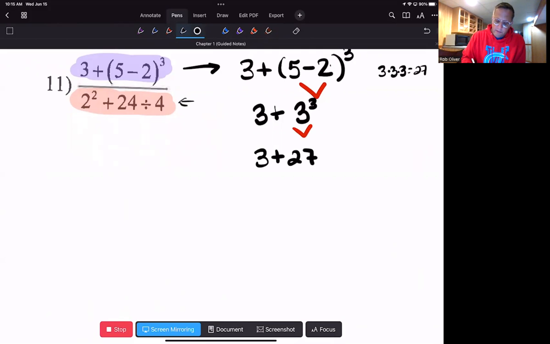Now notice I have not touched the denominator yet. I'm just worrying about the numerator as of right now, and then we'll get to that after we're finished with this, which we are pretty much finished. 3 plus 27 is 30, okay?